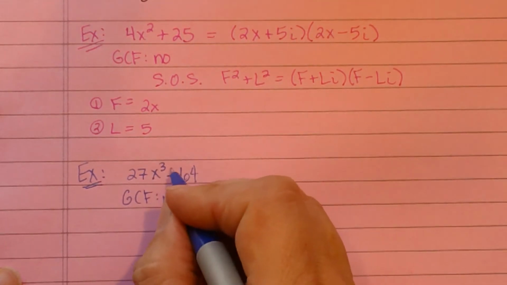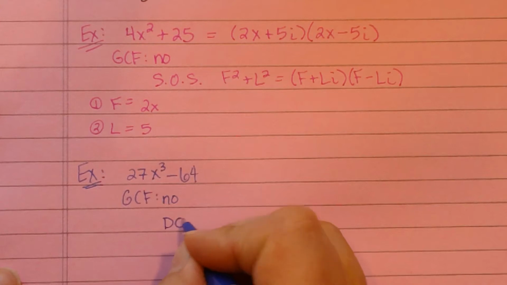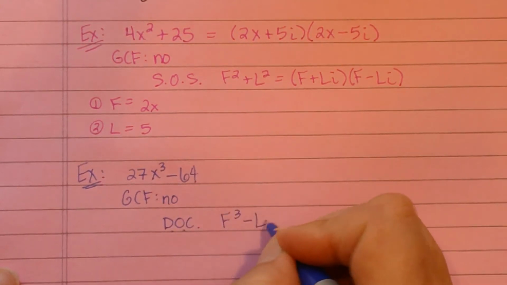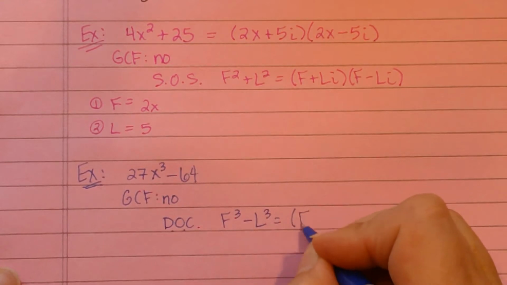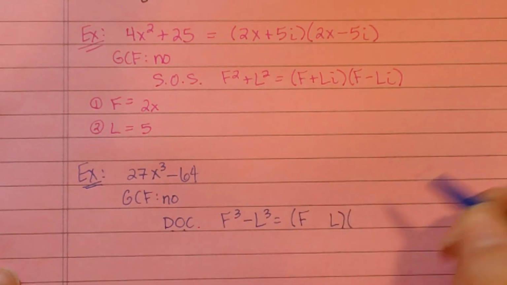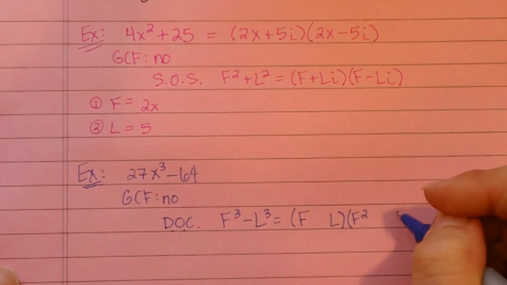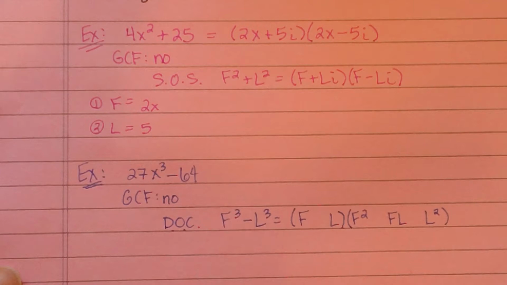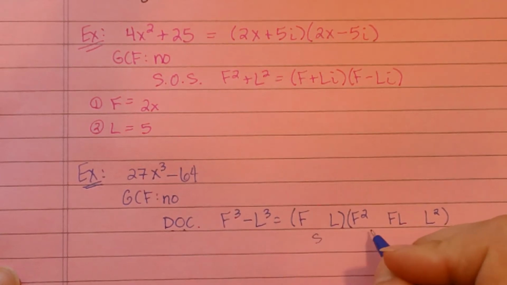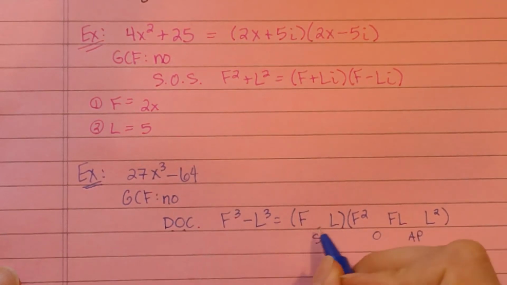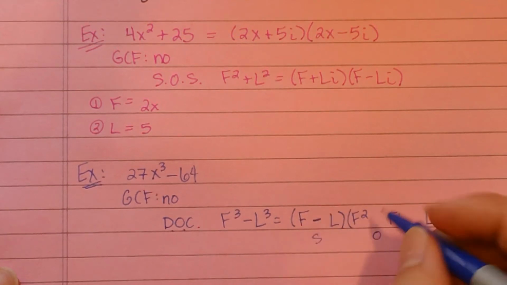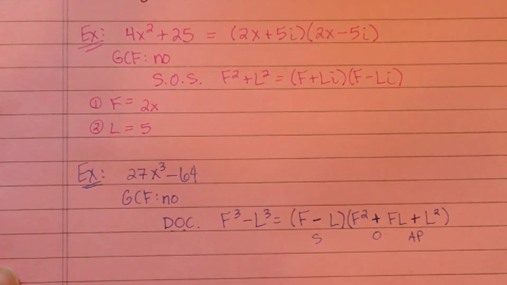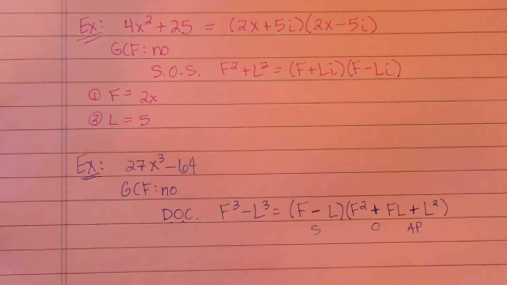So we've got difference of cubes, which is, of course, F cubed minus L cubed equals, and our pattern is F minus L in the first parenthesis, and then F squared, FL, and L squared in the second parenthesis, and then we fill in the gaps with SOAP, S-O-A-P. So same sign as the problem, minus, opposite sign, plus, and always positive. Now we just have to figure out what F and L are.